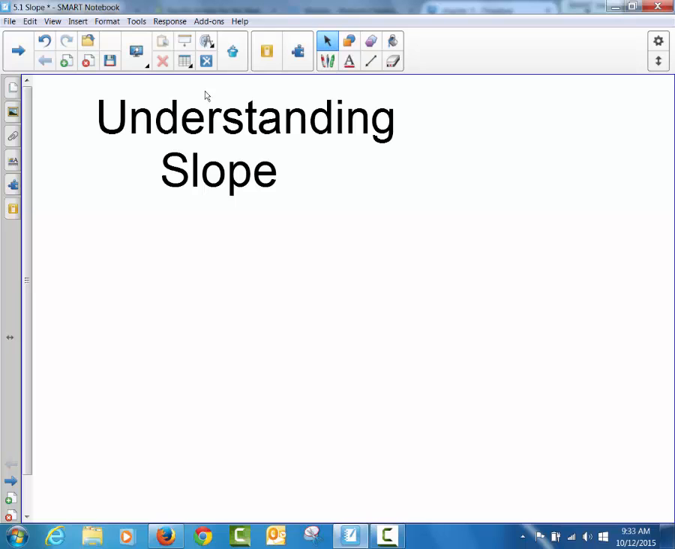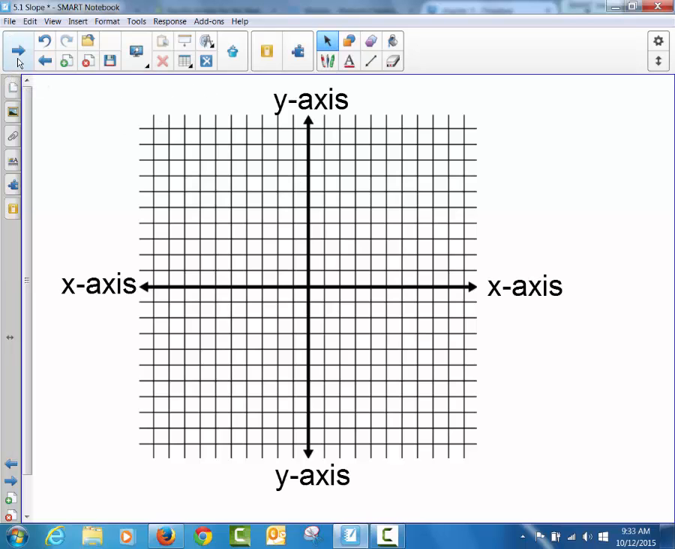Understanding slope. First thing you've got to do when you're understanding slope is recognize that you're dealing with a coordinate plane. This whole thing that we're working with here is called a coordinate plane.